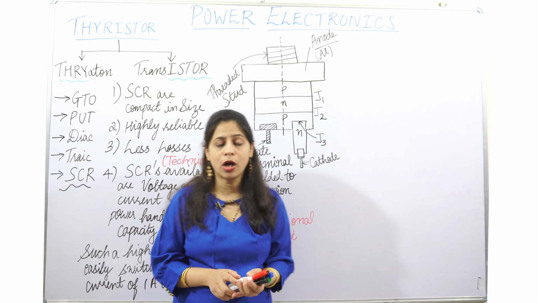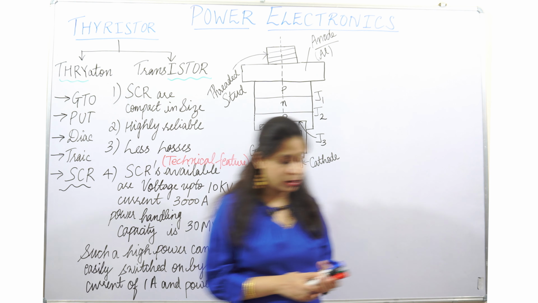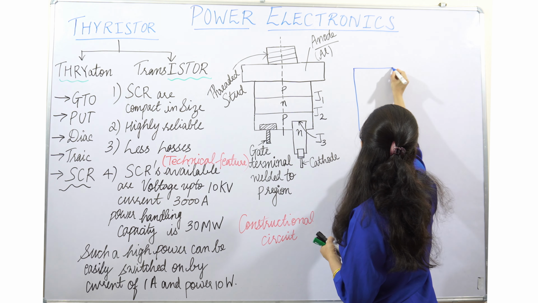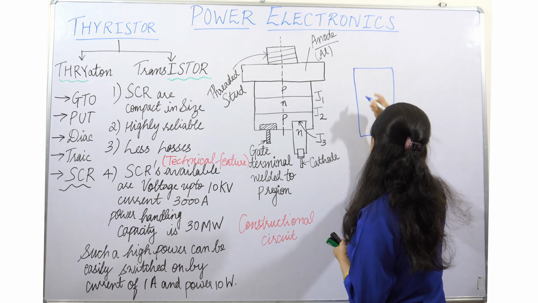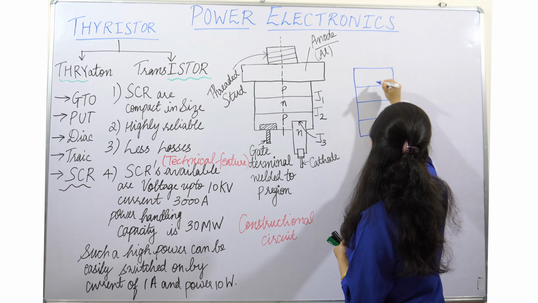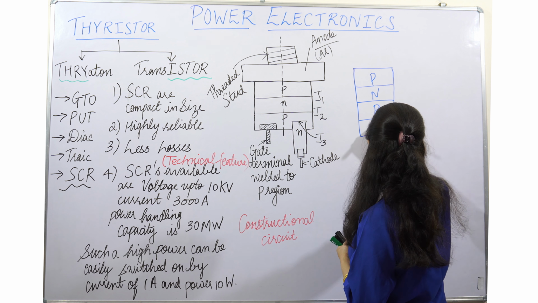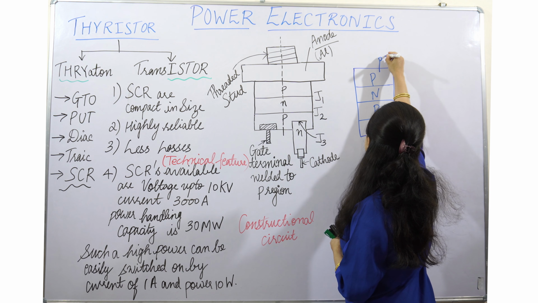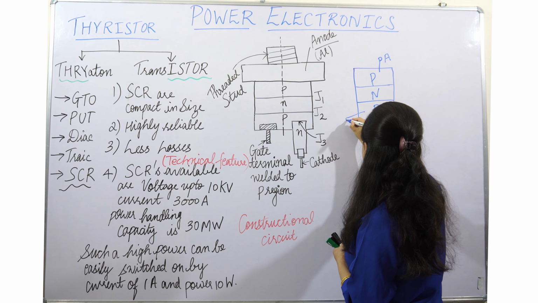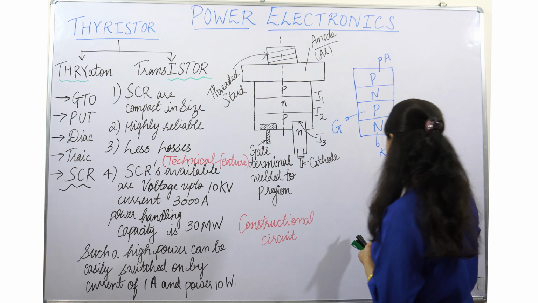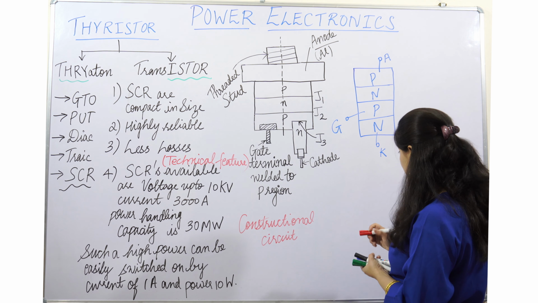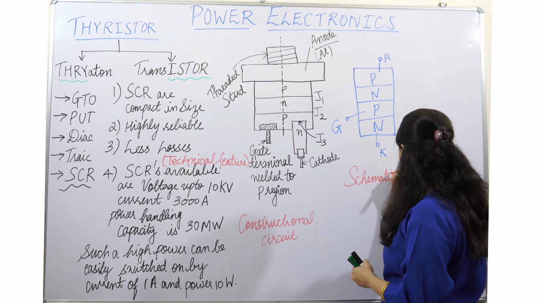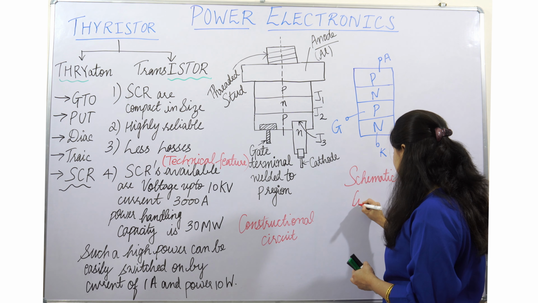Okay, so now let us draw the schematic diagram of the thyristor, and the symbol we will be drawing. So this is the schematic diagram, PN. Okay, this is the cathode, this is the anode and this is the gate. This is the gate, okay. Schematic circuit.